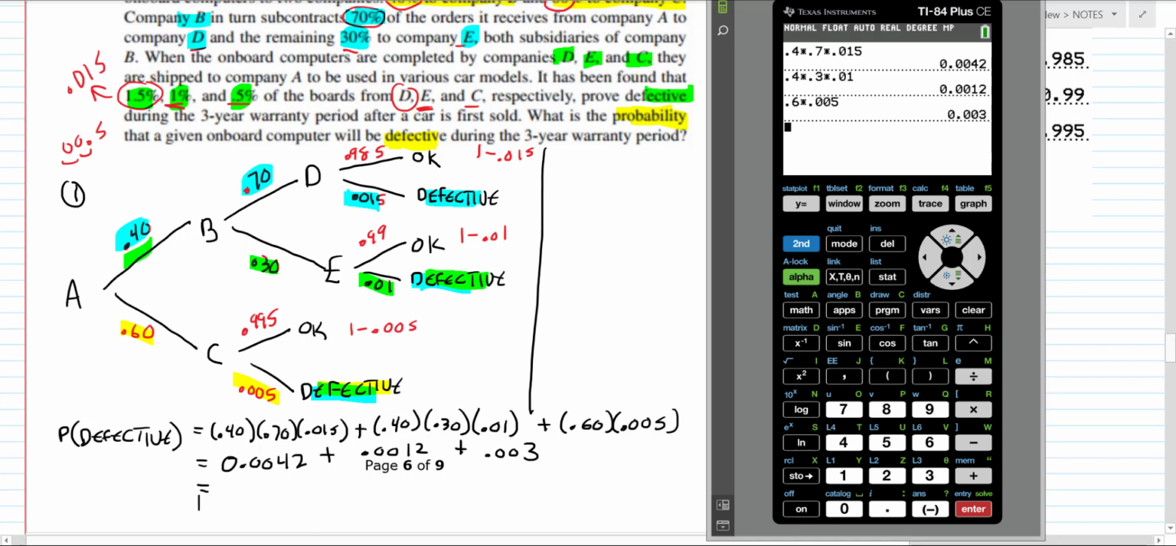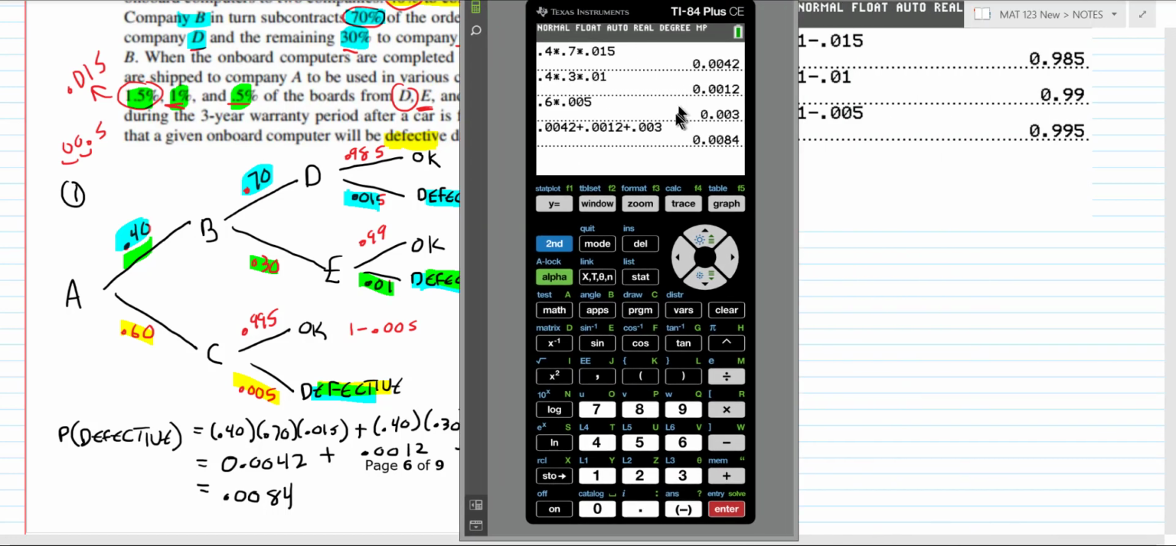Okay. So let me add those up. We would have 0.0042 added to 0.0012 plus 0.003, and then that would answer the question. So you would end up getting 0.0084 would be the final answer of that problem.